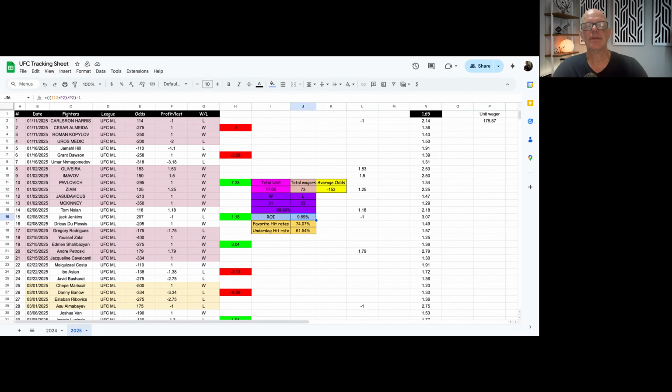9.69%. Now, units, which is very important because that's the actual cash equivalent of how you would determine how much money you're actually making. So this is up 17.05 units, right? Now, his favorite win rate is 74.07. Look at his underdog hit rate, 61.54. Many people would look at this and say, wow, what if he just played underdogs? Because if he's getting an ROI of 9.69, if he just played underdogs, he would drastically increase his ROI.